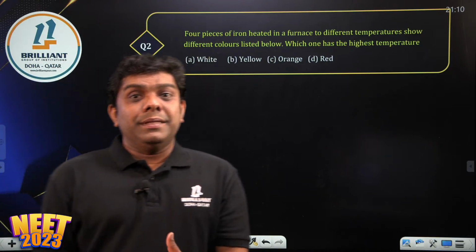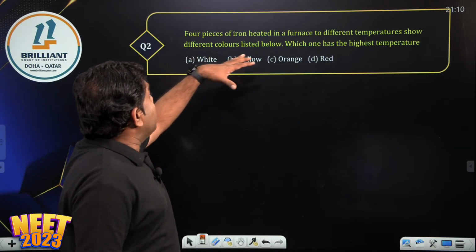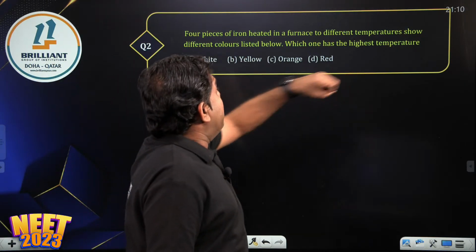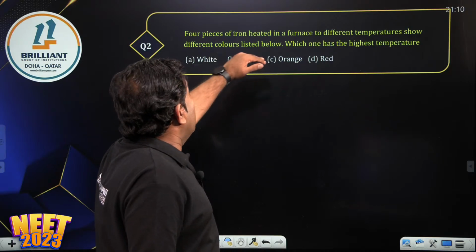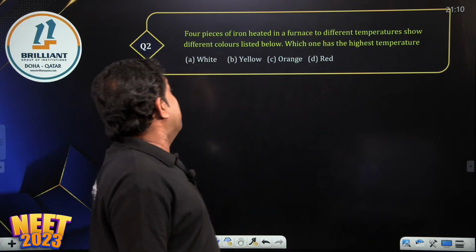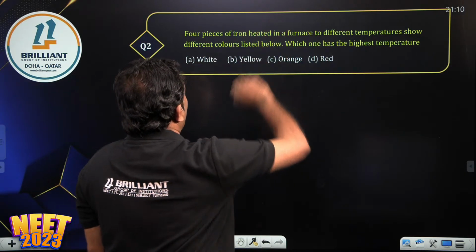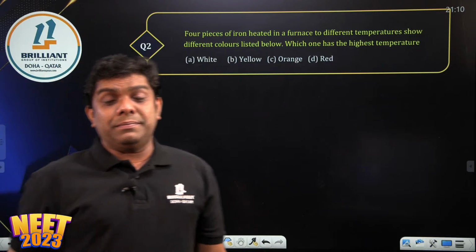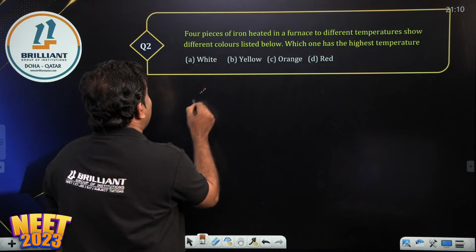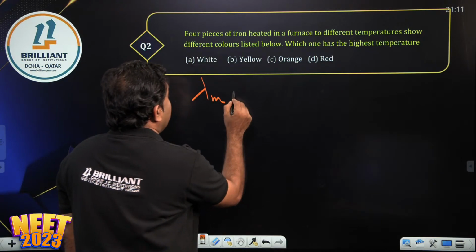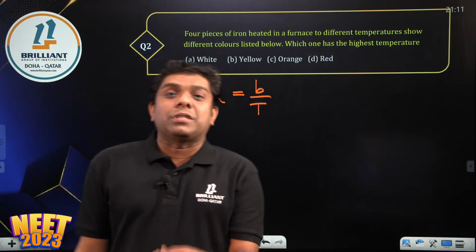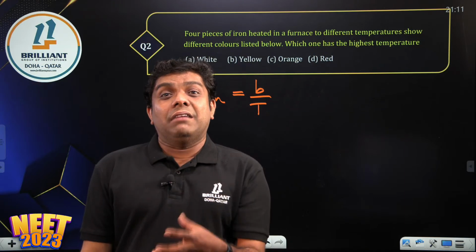In this question, 4 pieces of iron heated in a furnace to different temperatures show different colors listed below. Which one has the highest temperature? White, yellow, orange and red are given. The very important point is Wien's displacement law: lambda_m is equal to B by T, where T is the absolute temperature, or temperature in Kelvin scale.